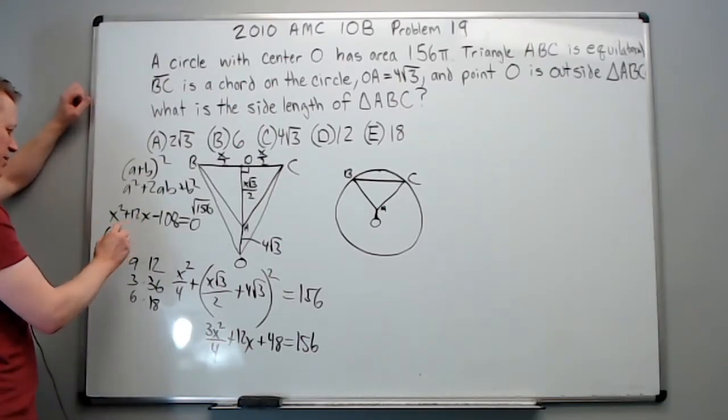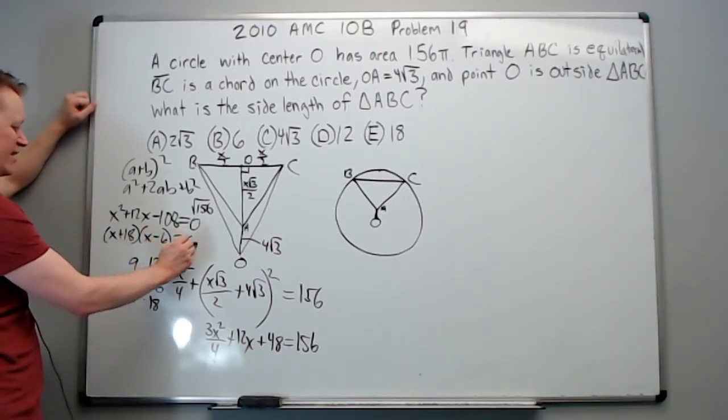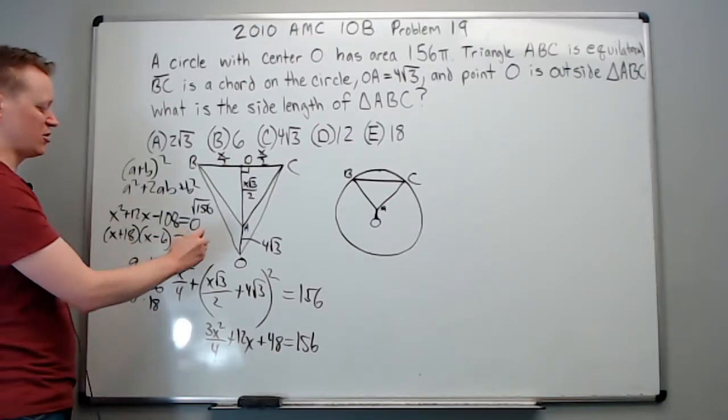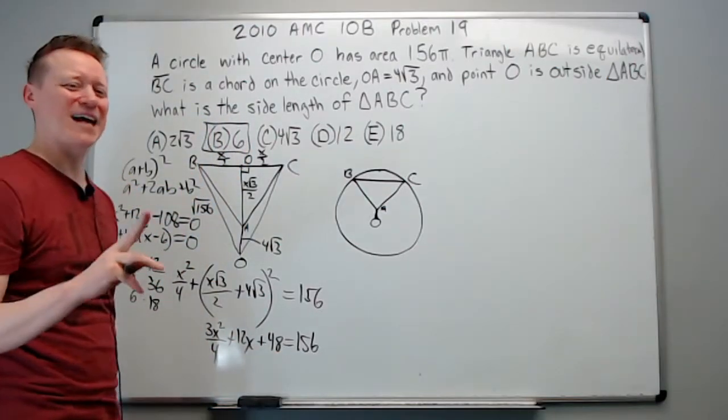It is going to be (x plus 18)(x minus 6) equals 0. The only positive solution here is 6. So then that must be the side length. Okay, but real quick, I want to cover the second method.